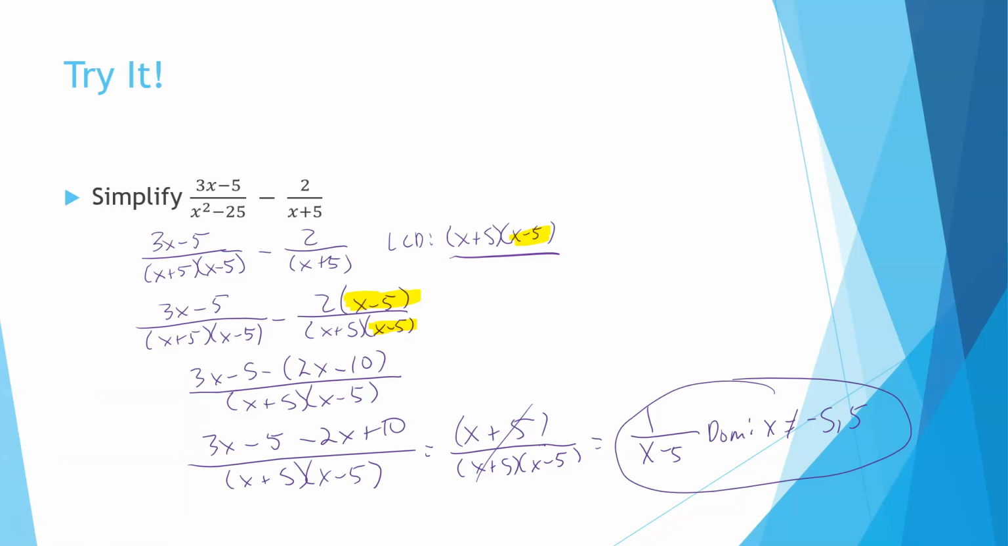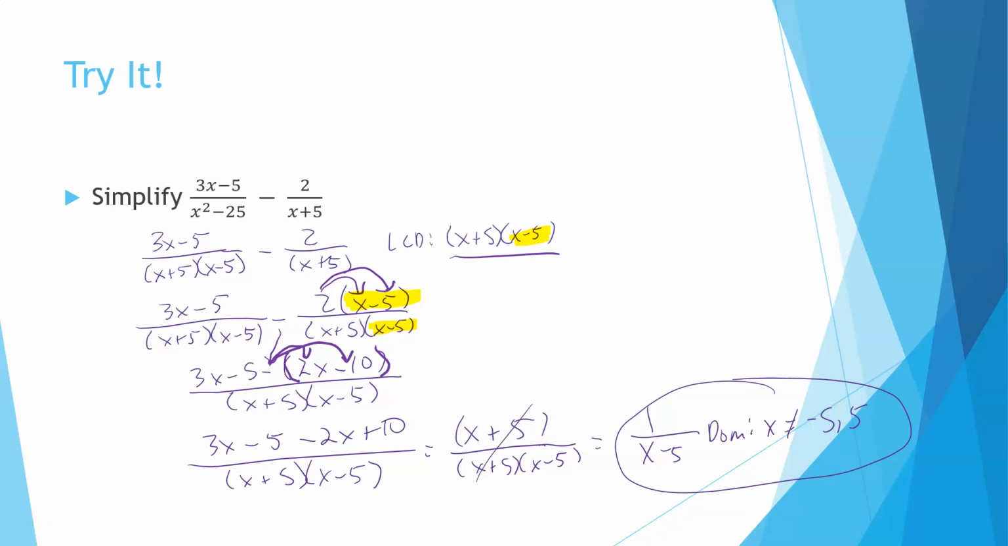The top just comes down to the first one, 3x minus 5. That's as simplified as it can be. Remember, it's minus, so when I distribute the 2x minus 10, I put that in parentheses. Okay, because since it's subtraction, now I have to distribute that negative. So the top actually becomes 3x minus 5 minus 2x plus 10. I have to make sure I do that.